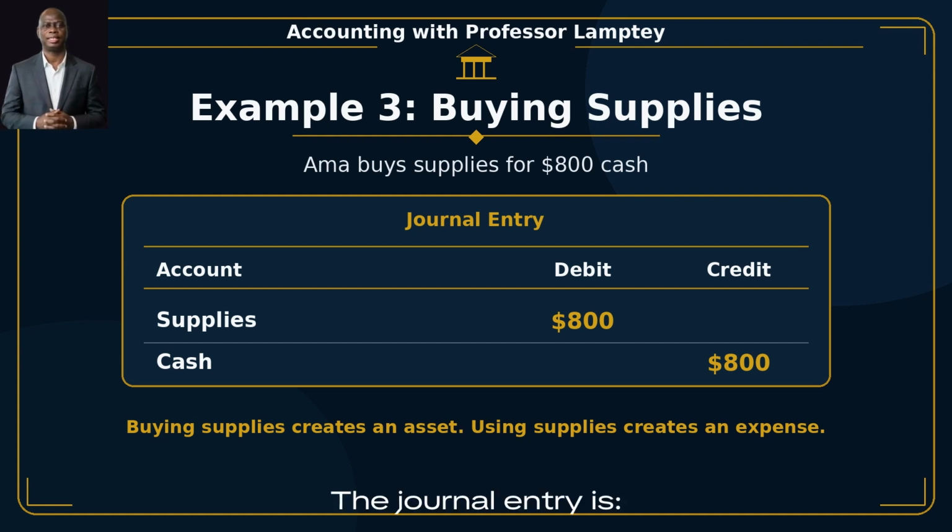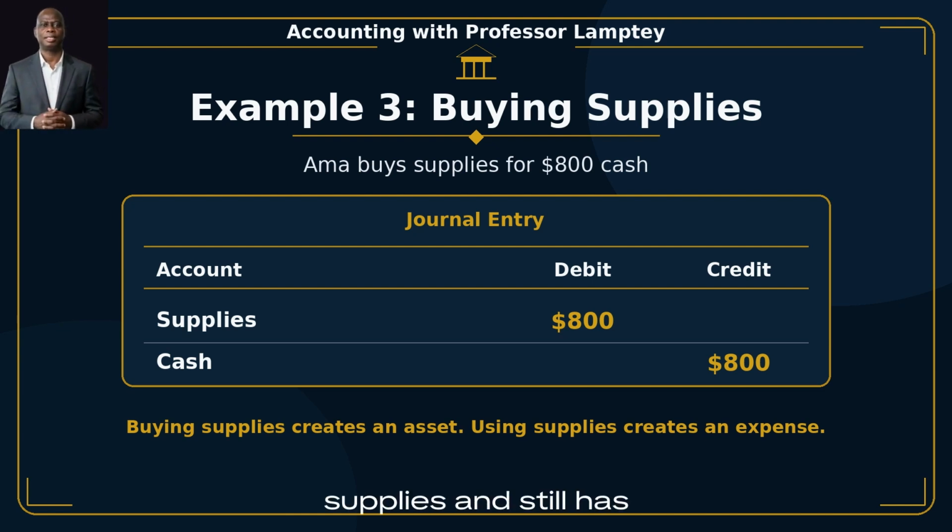The journal entry is debit supplies $800, credit cash $800. Again, total debits equal total credits. Now here is a small warning. Do not confuse supplies with supplies expense.